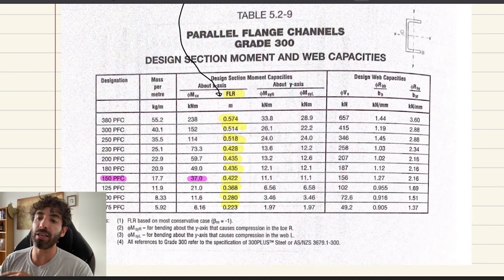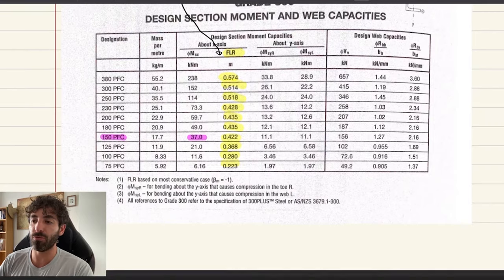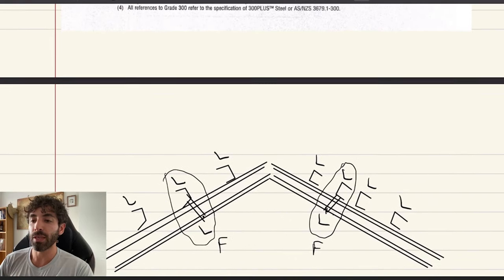Theoretically, in our case, the joists are spaced 450 centers. Therefore, the bending capacity of the 150 PFC that we chose is in reality less than 37 kilonewton meters, because FLR is 422. I simply went ahead with the size because I know it will not change much from 422 to 450, okay?